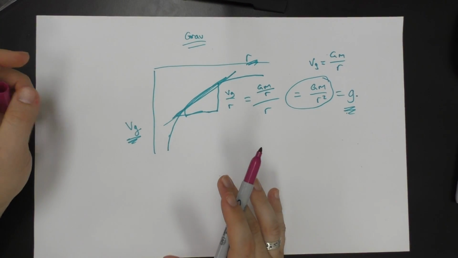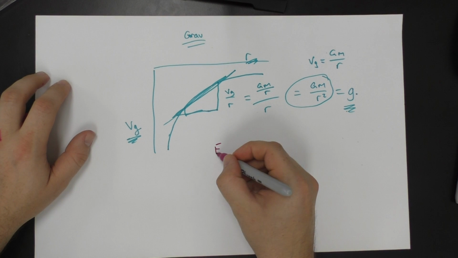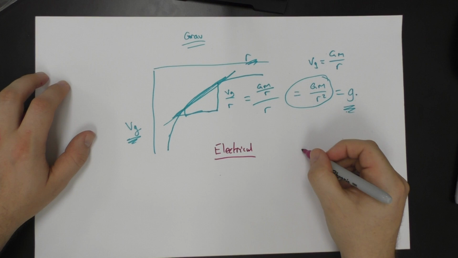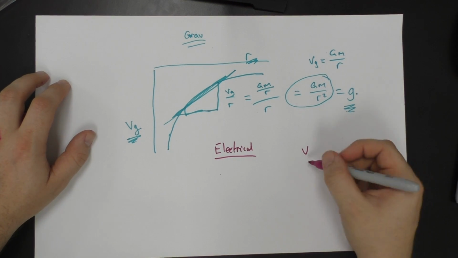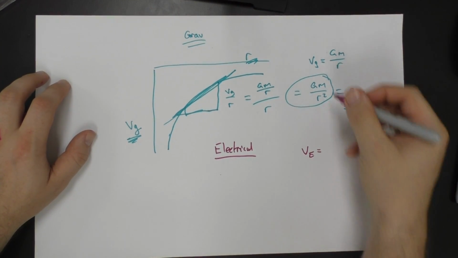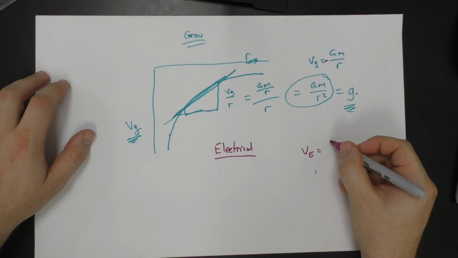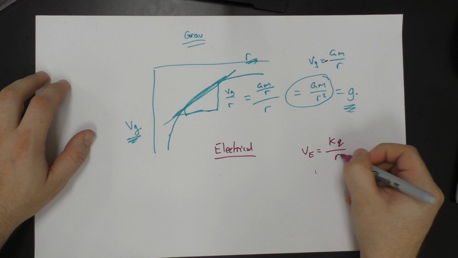So what can we do with the electrical ones then? Well, we can do pretty much exactly the same thing. So electrical potential, very similar equation. So we've got VE is equal to, just remember I missed the minus sign off there, don't forget that. VE is equal to KQ over R.